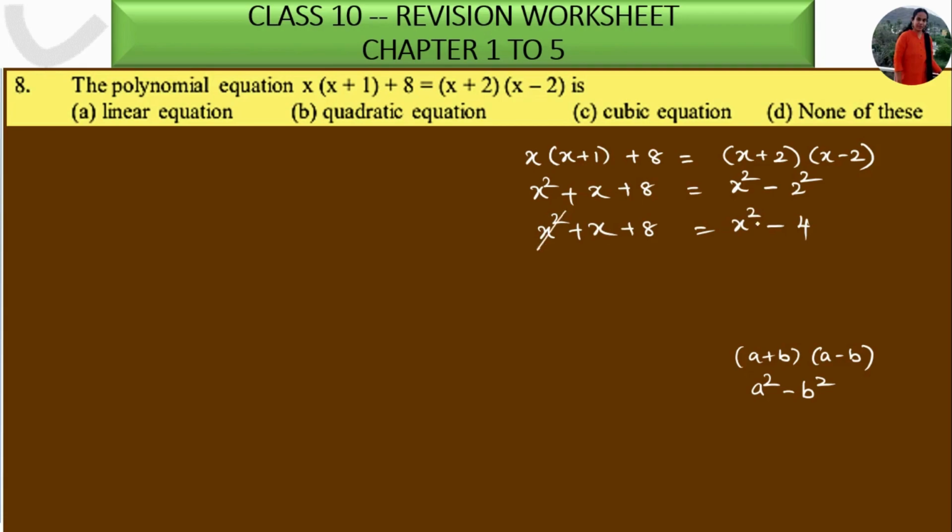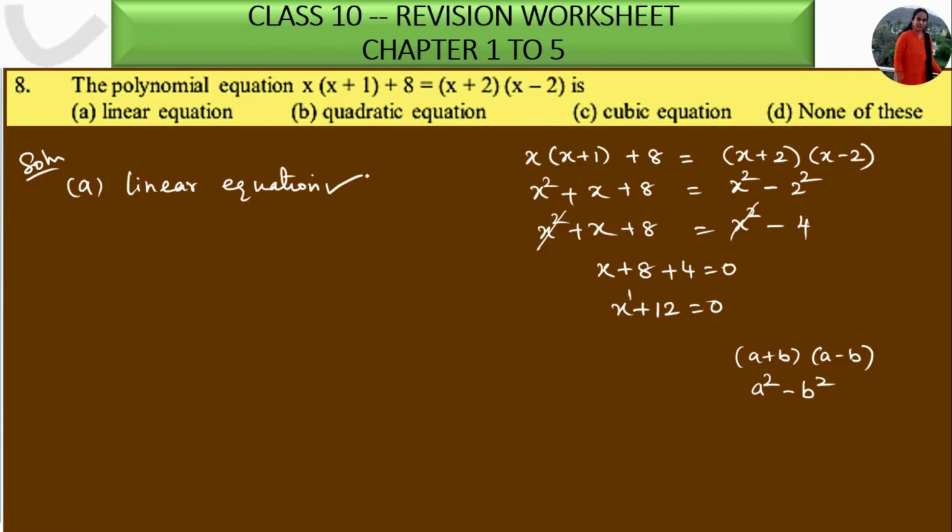So the x square on both sides gets cancelled. Now we will have x plus 8 minus 4, which will become plus 4, equal to 0. That is x plus 12 equal to 0. So here what is the degree? Degree is 1. So if the degree is 1, then the answer is linear equation. So the solution is option A, linear equation is the right answer.